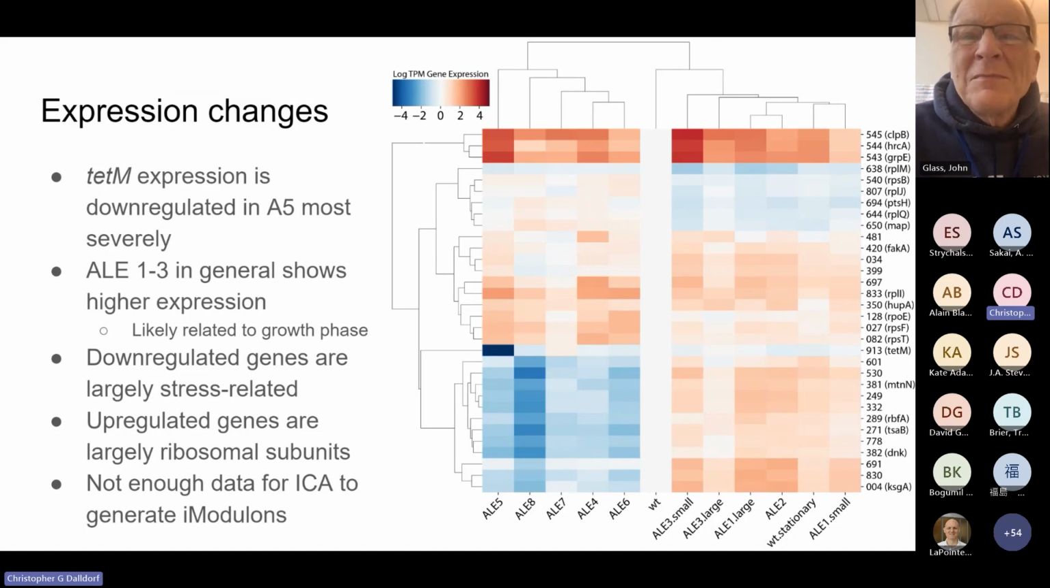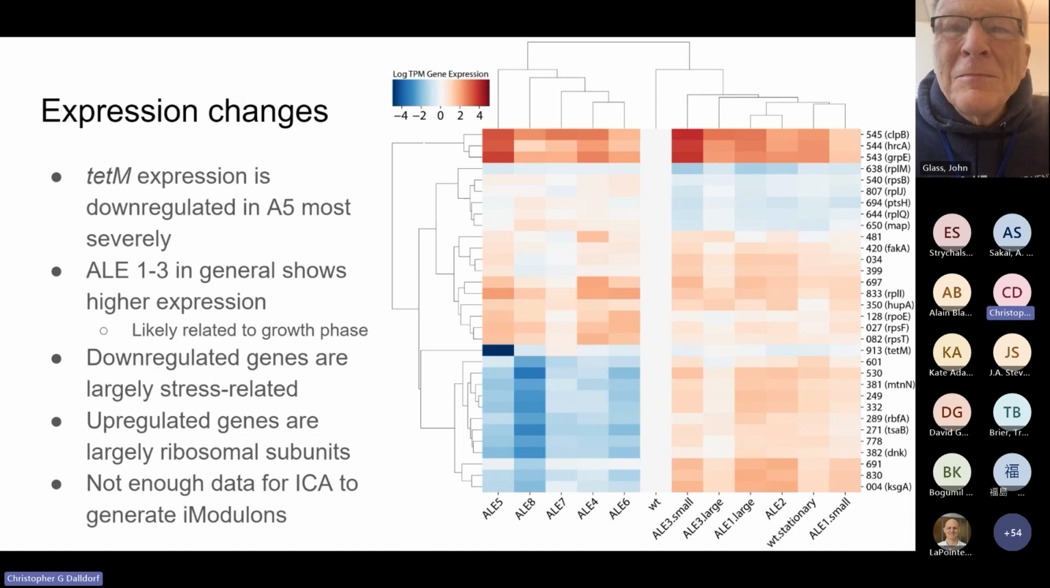I want to point out one thing: you can see two clear clusters in the strains here. AL1 through 3 and 4 through 8 really gather with each other. We think that has something to do with the phase in which they were collected. As you can see, that wild-type stationary phase sample really clusters closely with 1 through 3, while it does not with 4 through 8.